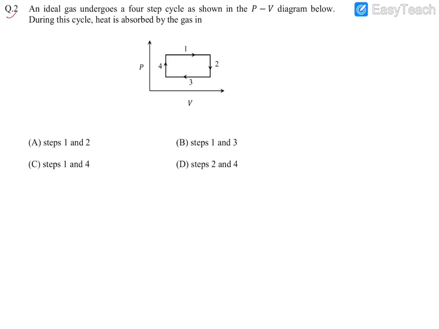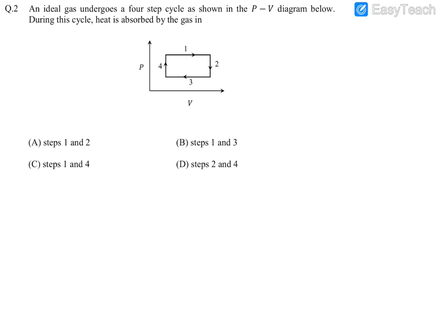Question number 2 from JEE Advanced 2021 paper, and that's paper 1. This question number 2 is based on thermodynamics, and again it's a very simple question and easy to score. Let me explain the question and its solution then.